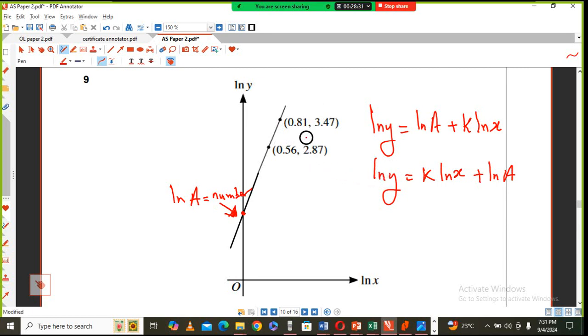Yes, sir. And once we have determined what k is, we're going to plug in the natural log of x, so the whole x value, because this is the natural log against the natural log. It's not natural log of y against x. So you are replacing this whole natural log of y with the value of y if you are doing your substitution.